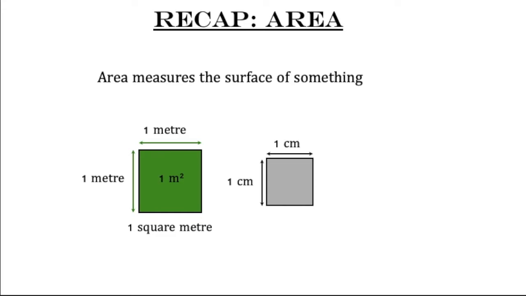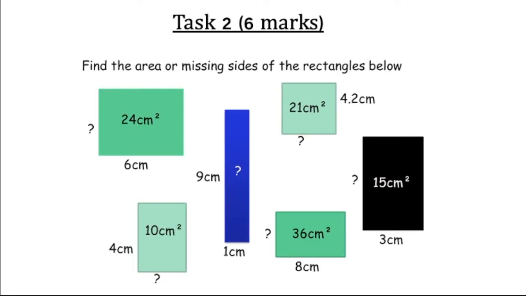Another example, if it's centimeters, you have 1 centimeter and another centimeter. The area of that would be 1 square centimeter, or centimeters squared. In millimeters as well, same thing happens. You get 1 millimeter squared. Having recapped on area, this is task 2.